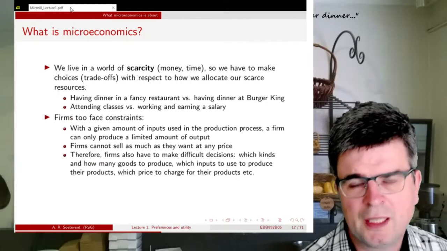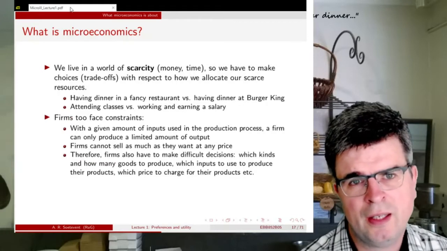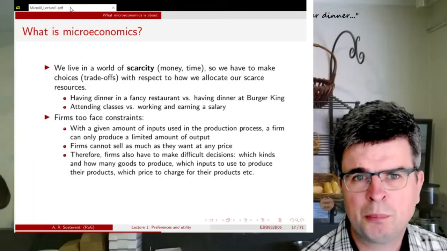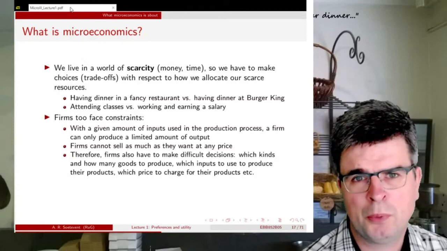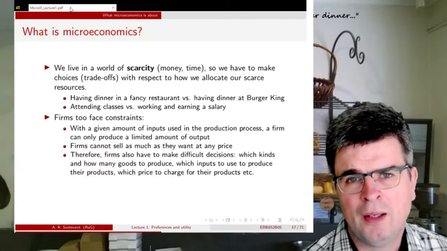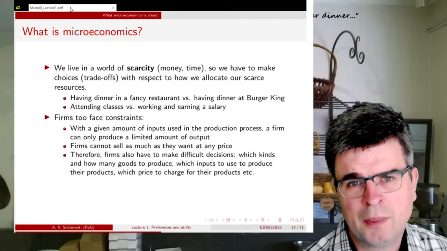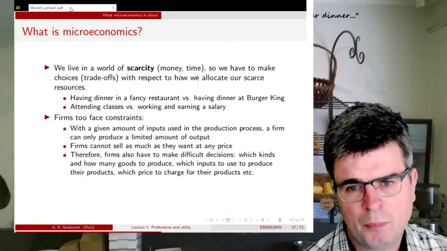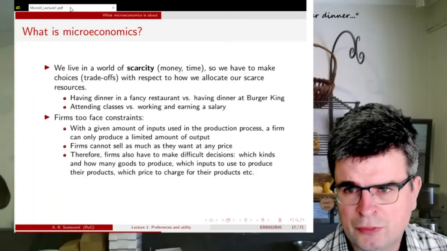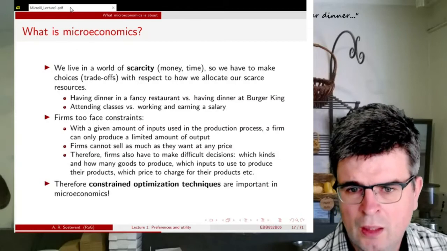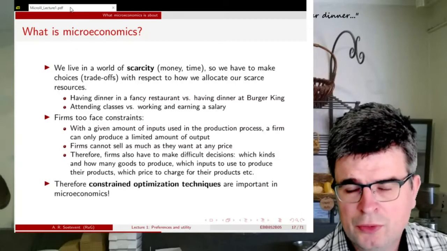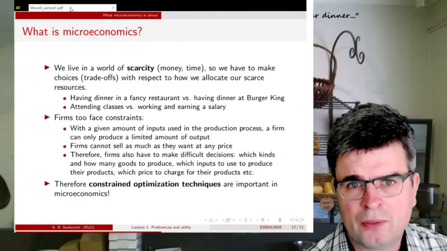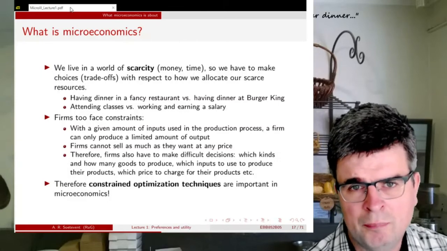And the firms, as said, they also face constraints. They have to choose their inputs that they use in the production process, labor, capital, and then given the inputs, they have to decide how to use them in an optimal way. And we will go into both in the course of this study. Given that we face constraints, constraint optimization techniques are important in microeconomics.